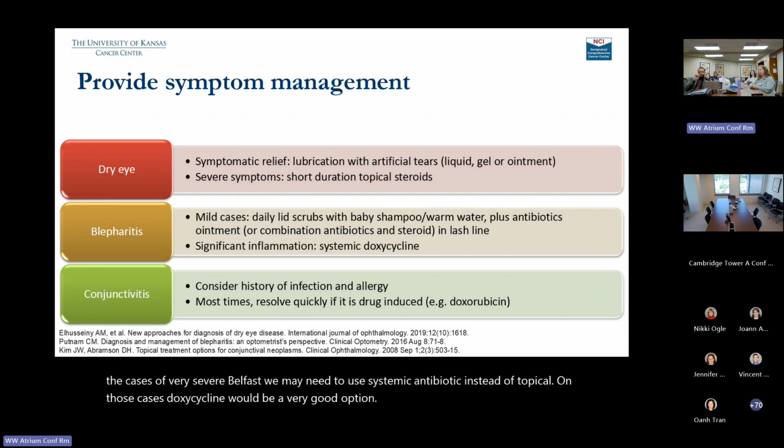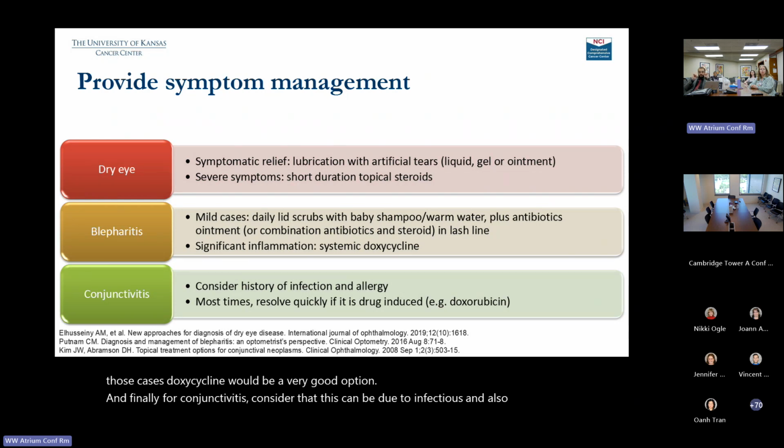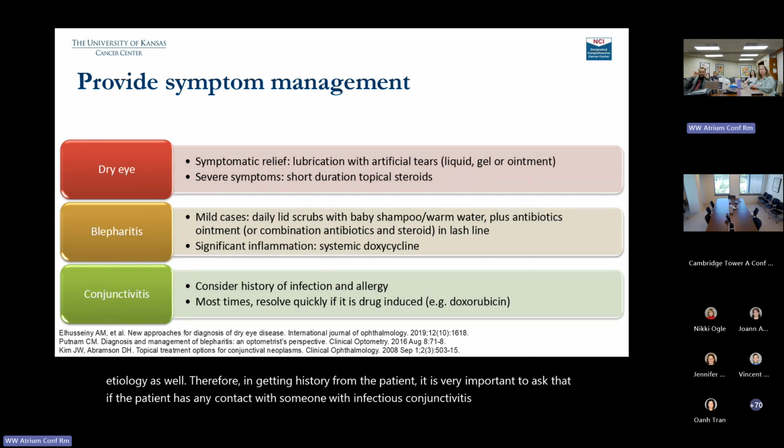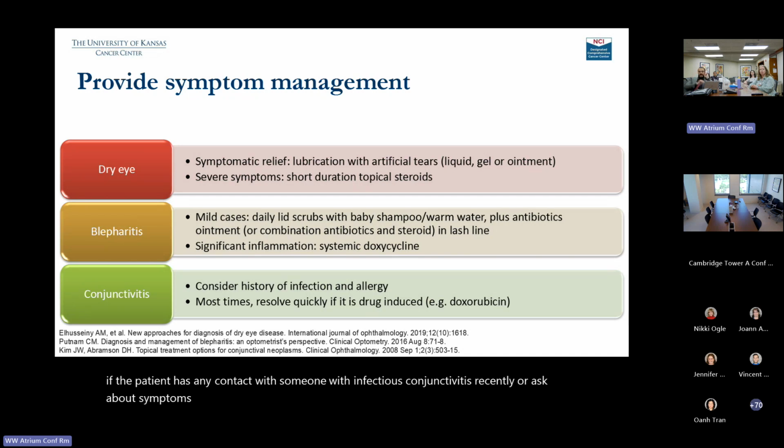And finally, for conjunctivitis, consider that this can be due to infectious and also allergic etiology. Therefore, in getting the history from the patient, it is very important to ask whether the patient has had any recent contact with someone with infectious conjunctivitis, or ask about symptoms of seasonal allergy. About conjunctivitis, if it happens from medications like doxorubicin, we should know that it will resolve quickly by itself after stopping the medication or finishing it.